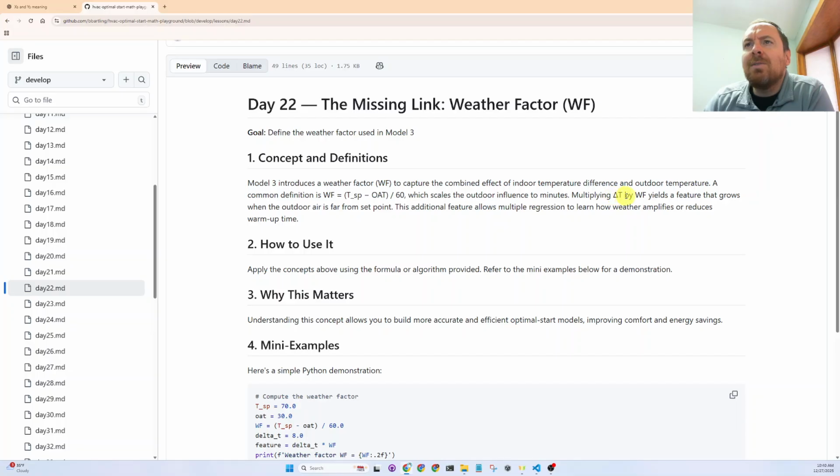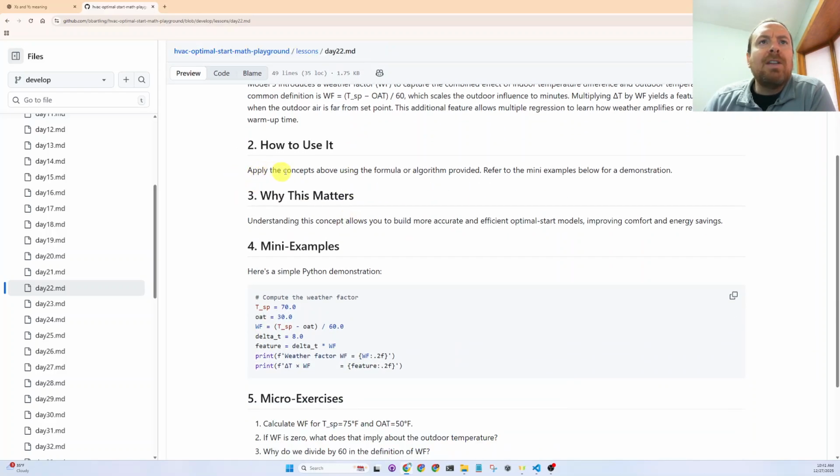Multiplying the delta temperature by the weather factor yields a feature that grows when outside air temperature is far from set point. Makes sense? This additional feature allows multiple regression to learn how weather amplifies or reduces warm-up time. Apply the concepts above using the formula or algorithm provided. Refer to mini examples below for demonstration.